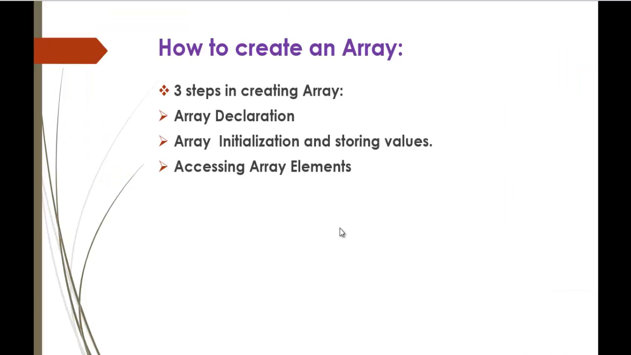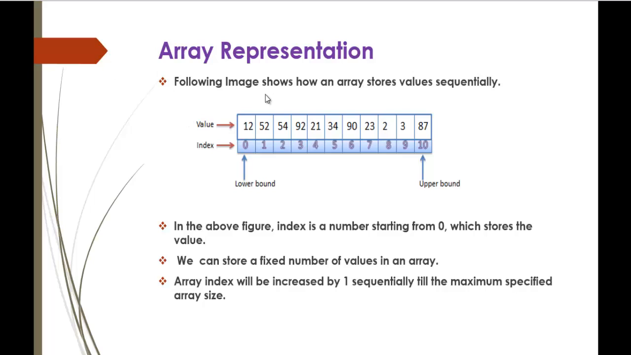I'll jump back into the presentation, and this is the array representation. The following image shows how an array stores values sequentially. In the previous example, I took the array variable name as numbers, with values 2, 4 and 6, and the respective indexes were 0, 1 and 2. It means that the array index starts from 0 and ends with 2, since the size of the array in the example was 3 and the values stored in it were 2, 4 and 6.